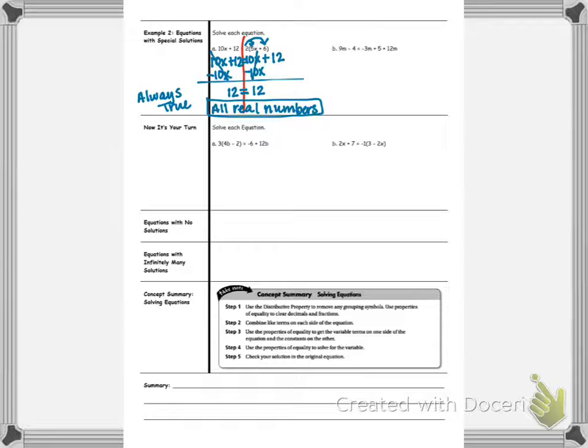Okay, let's go over here and let's look at this equation. 9m minus 4 equals negative 3m plus 5 plus 12m. So we'll draw a line, and if I look on the left, I see there's nothing to distribute, so I'm just going to put my 9m minus 4. Now, I look on the right, there is nothing to distribute, but I do have two like terms here and here, so I need to combine them. So negative 3 plus 12, have your calculators handy, that gives me 9m, and I have plus 5.